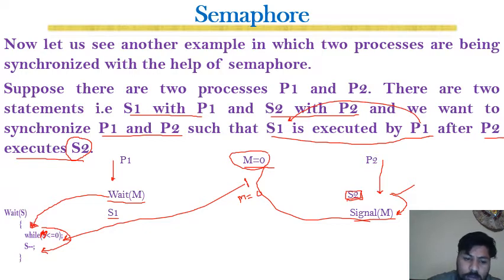Actually I have written s here, but it must be m. After decrementing the value, it will return back here, and again it will execute S1. So in this way we can coordinate the two processes P1 and P2, so that P1 executes a statement provided that P2 executes some other statement, right?